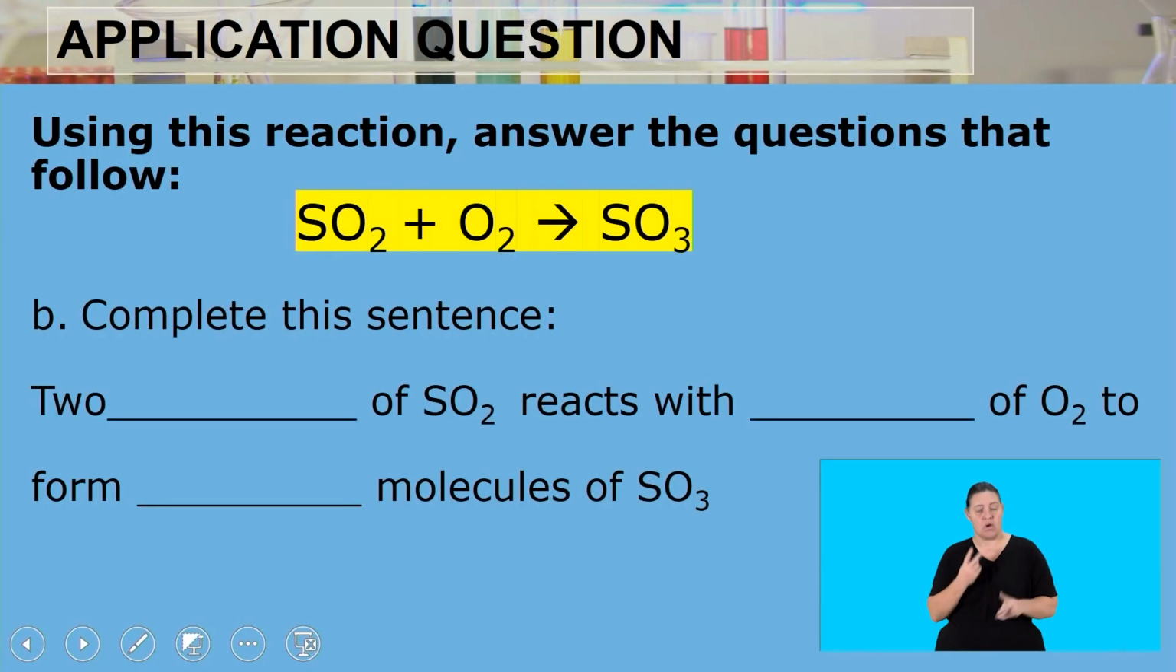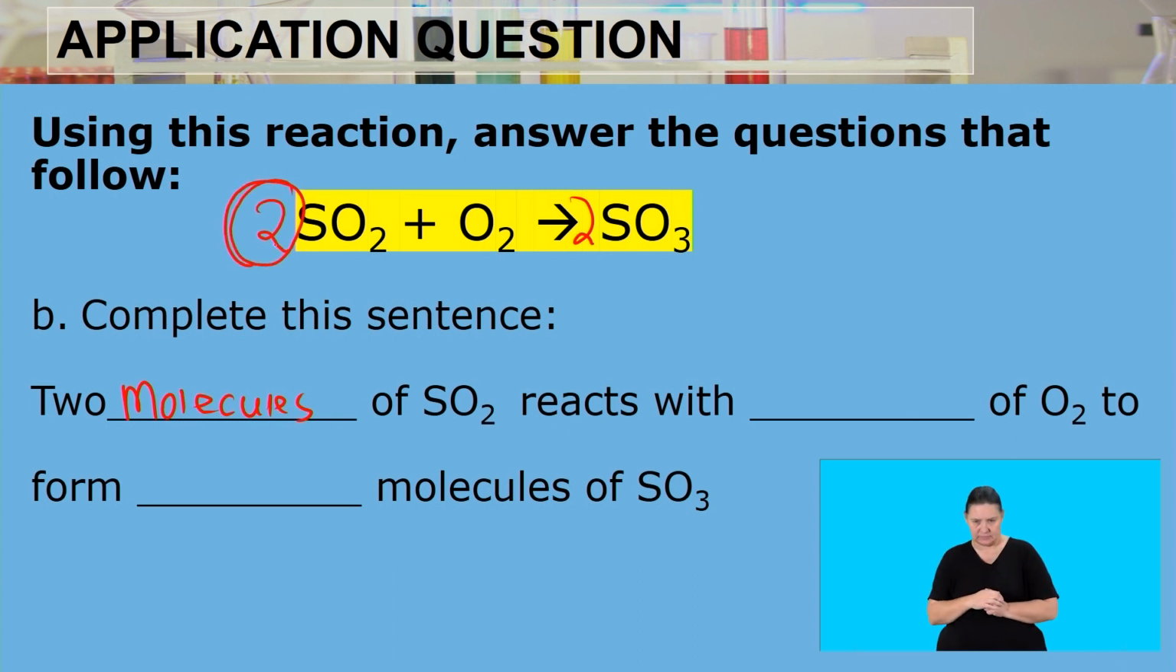So again, still in keeping with our same equation, remember we balanced this equation by putting a 2 here and a 2 there. So we need to complete this sentence by using this balanced equation. It says that 2 of SO2 reacts with something of O2 to form something molecules of SO3. So what, 2 of SO2? 2 molecules of SO2. Where do we get these 2? There.